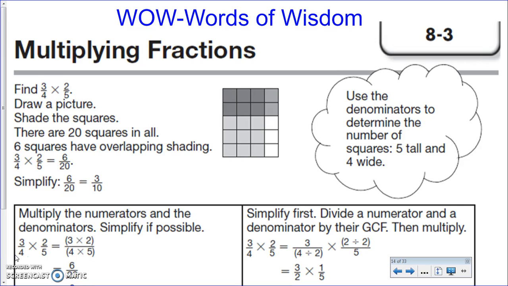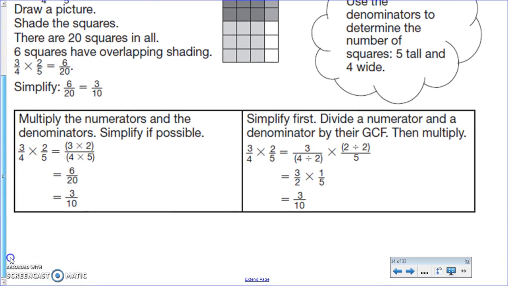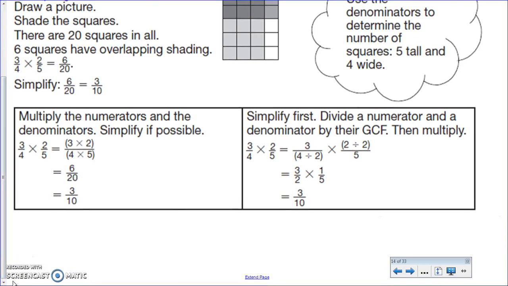Then they shaded in 3 of the 4 columns. And that's our 3/4. There are 20 squares overall in the picture, but 6 squares have overlapping shading. Those are the 6 darker ones. So 3/4 times 2/5 equals 6/20, which simplifies down to 3/10. Multiply the numerators and the denominators. Simplify if possible. So they did 3 times 2, so they multiplied the numerators, then 4 times 5 to get the denominators. So we got 6/20, and then it gives us 3/10 when we simplify.